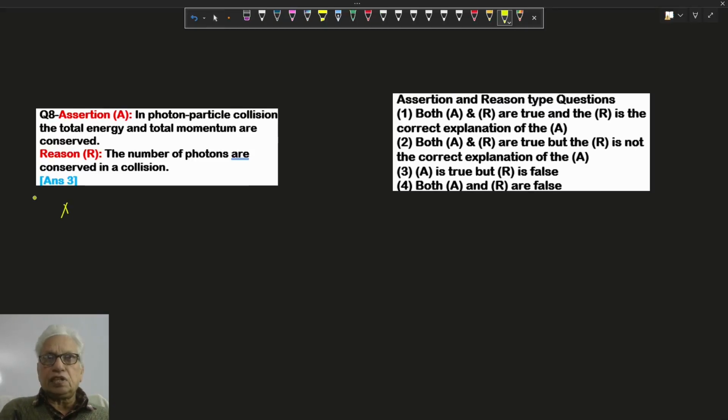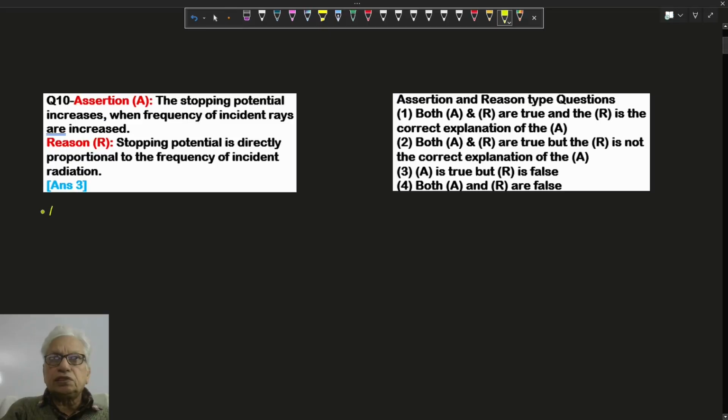Here in this question, assertion: in photon-particle collision the total energy and total momentum are conserved. Yes, because the particles are colliding elastically, so there is no loss of energy. Energy can only be transferred, and momentum is conserved because it is an elastic collision. In elastic collision, energy and momentum are conserved. So assertion is right. For the reason, the number of photons is conserved in a collision. Number of photons is not conserved. They lose their energy and transfer it to photoelectrons. So the number is not conserved. So it is wrong. That means the assertion-correct option is correct.